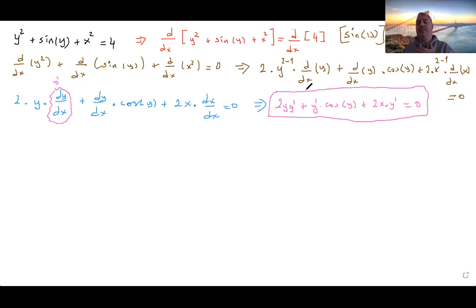But my question says, find the second derivative. So what is the second derivative? The second derivative is the derivative of the first derivative. So whatever I have here, I will take its derivative, and the derivative of zero. Is it clear?